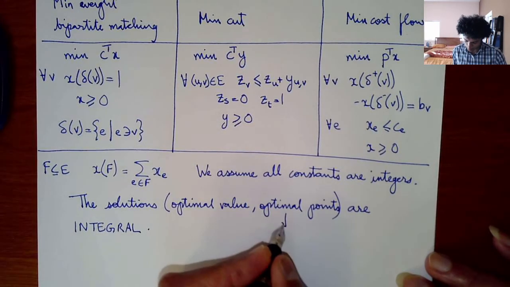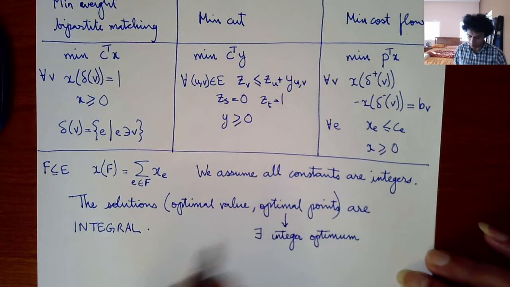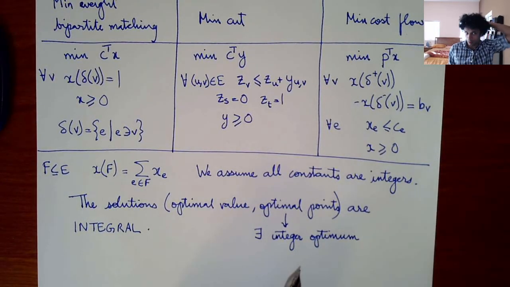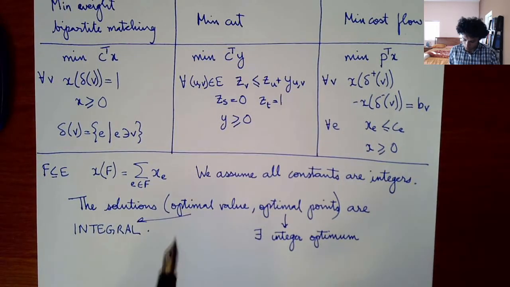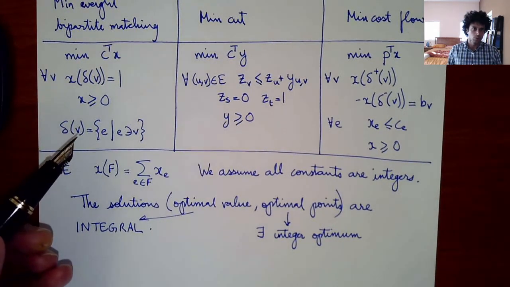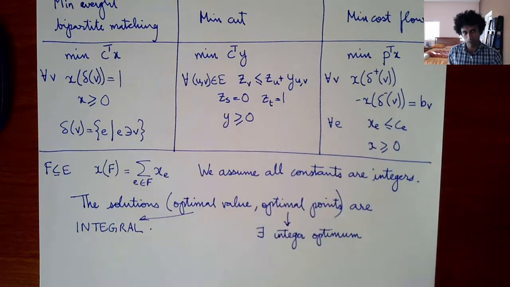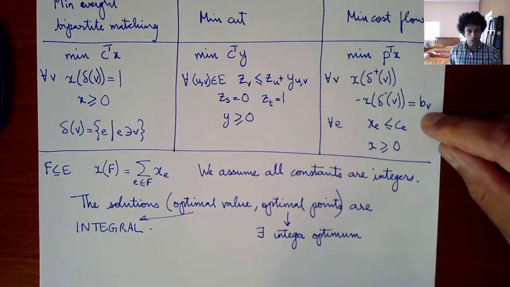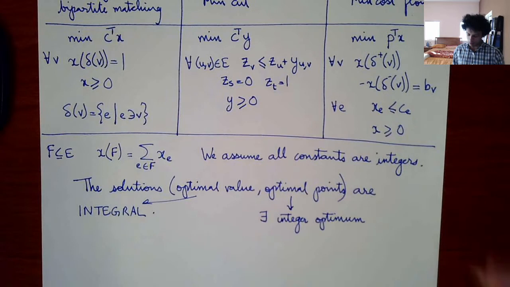Technically, the optimal point being integral just says that there exists an integer optimum. That's what I mean by integral, because there may be a non-integral optimum, but there always exists an integer optimum, and the optimal value is always an integer. This is by no means trivial. There's no reason why this linear program should give you an integral point for min cut or for min cost flow. Although we did not discuss this explicitly while talking about flow, the solutions that we got were actually integral flows.